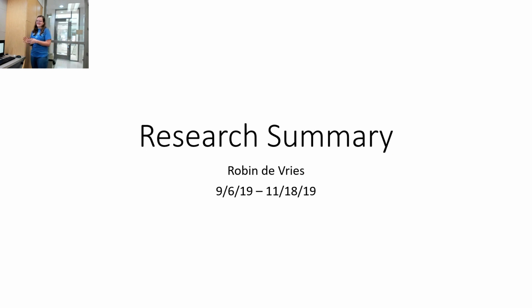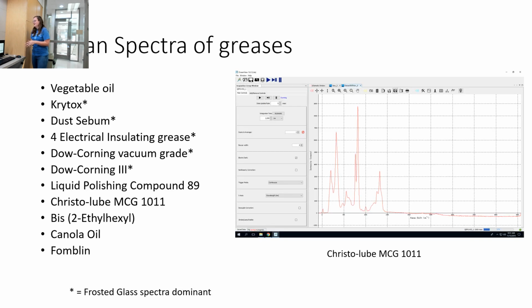So I've been working this semester on Raman spectroscopy. I've been taking all the greases that we have and trying to find Raman spectra in a way that we can identify them. Typically I'm going to categorize them as having spectra or being fluorescent. So I'm going to start with the ones that did have spectra.